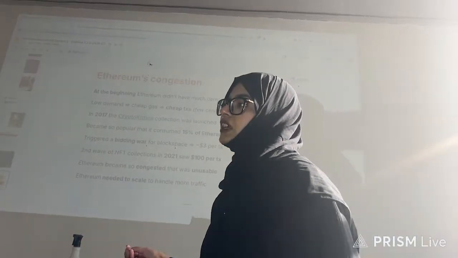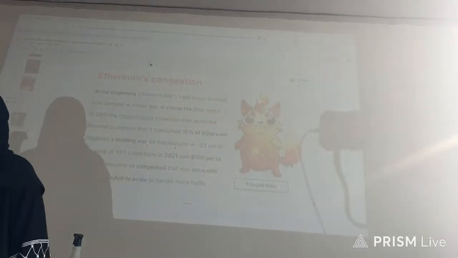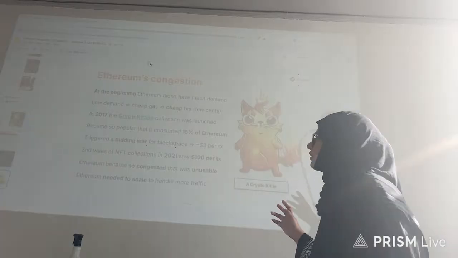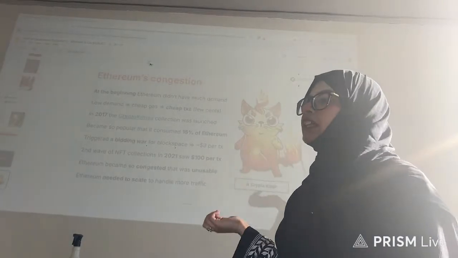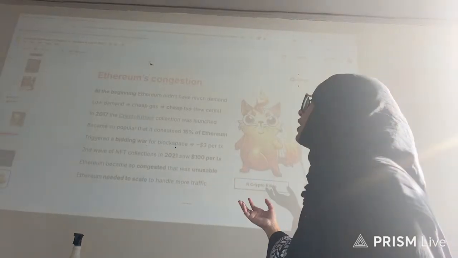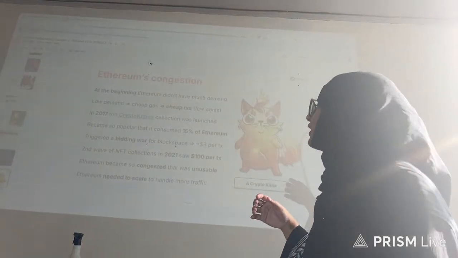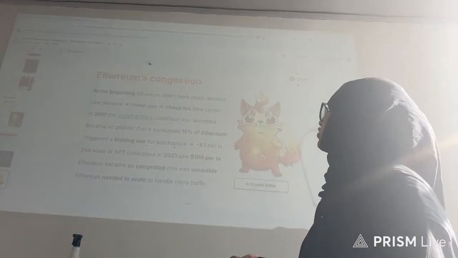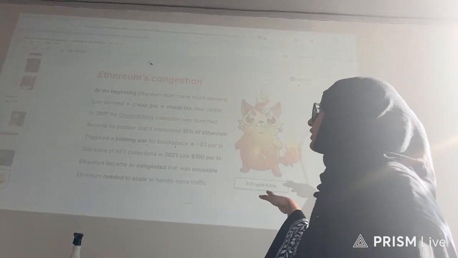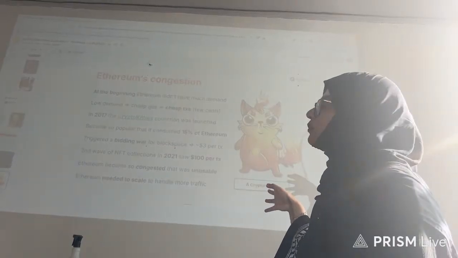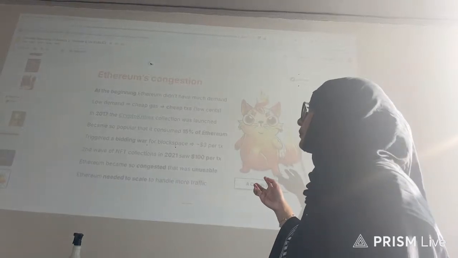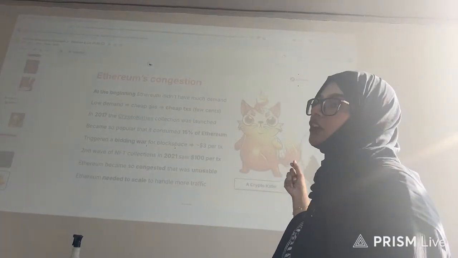Now we're going to talk about scaling Ethereum. Ethereum's congestion is a very huge problem. CryptoKitties is the first NFT that came into the picture. Initially, Ethereum was a very ideal system in a very ideal scenario because it wasn't popular enough, so it didn't have much demand. Low demand meant cheap gas fees and cheap transactions. But in 2017, when CryptoKitties was launched, it became so popular that it consumed 15% of Ethereum. It triggered a bidding war for block space, which was $3 per transaction.